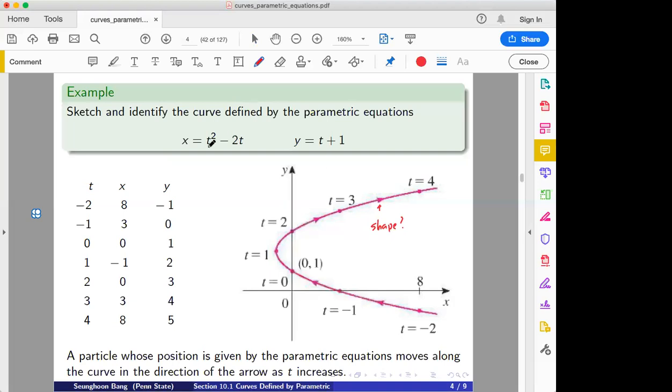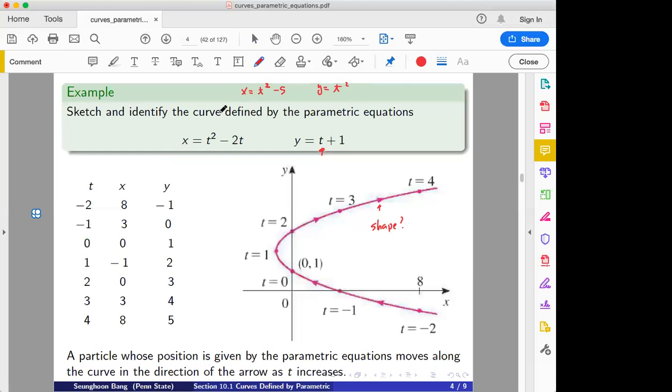Because here x equals t squared minus 2t is a quadratic form. The other important thing is, what's y? Y is linear. So one example is x equals t squared minus 5, y equals t squared. In this case, it's not linear, it's quadratic. So how can you know whether this is a parabola or not? So this is the idea.